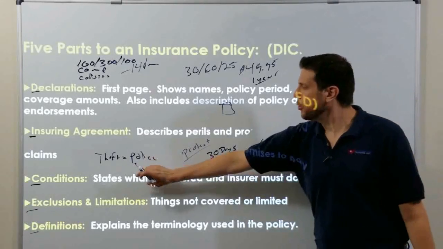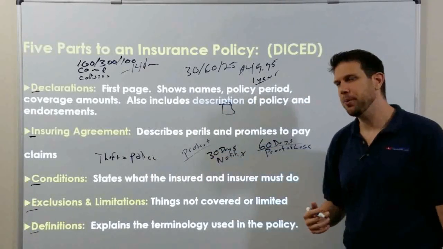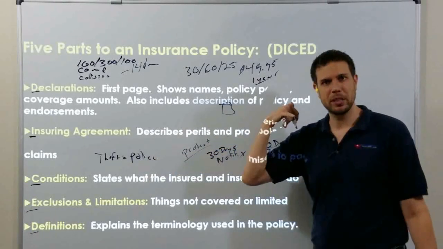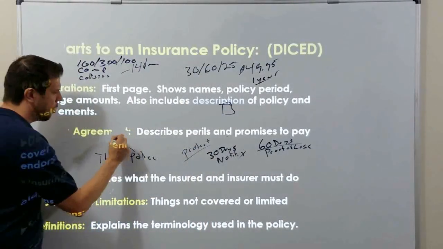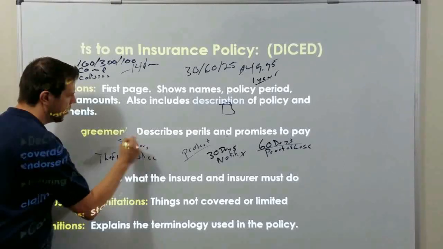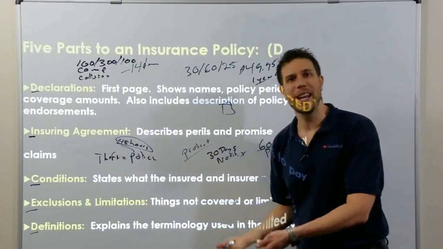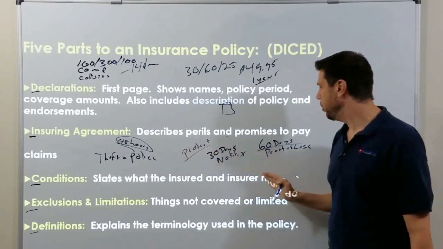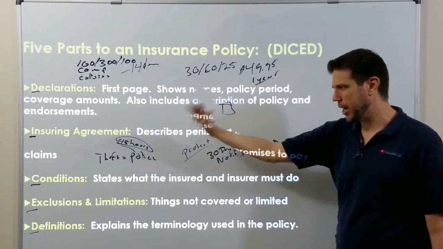So conditions are your duties after a loss. It's what you have to do, what the insurance company has to do. So let's say your car's stolen. Yeah, you got to call the cops. But then another condition is that the police have 48 hours to find your car, meaning that you cannot get paid for a stolen vehicle during the first 48 hours. There's a lot of conditions on your test. We've only covered a few of them, but we'll cover the rest of them as we get along later into the chapters.